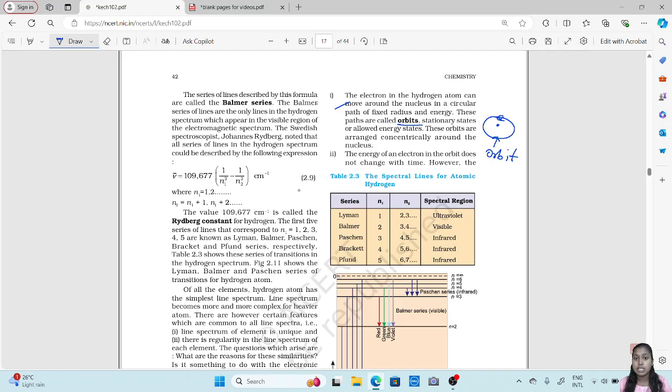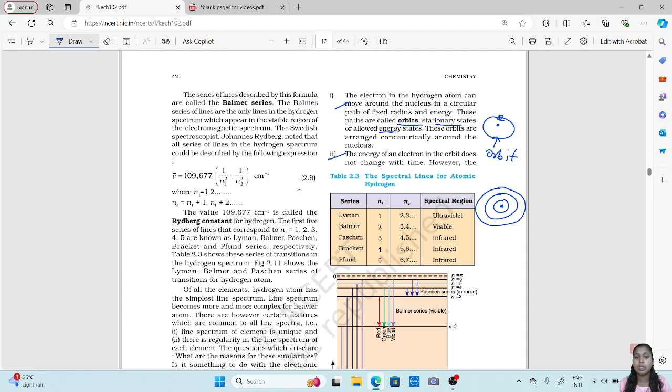Stationary states are allowed energy states. Mostly we call them orbits now. So orbits, stationary states are allowed energy states. These orbits are arranged concentrically around the nucleus. Concentrically means if this is a nucleus, the center will be the same, but the size will go on increasing. Like this, the orbits are arranged around the nucleus.